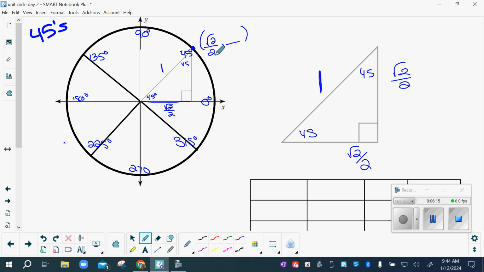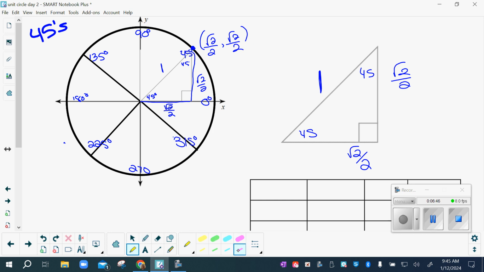Okay, we got root 2 over 2. Are we good? Now, how much up and down did we go? We went root 2 over 2 again. So guess what? Root 2 over 2 goes there. Now, here's where the magic happens. I don't want to do this math anymore. So guess what? There's a cool little pattern, and I'm going to show it to you right here.